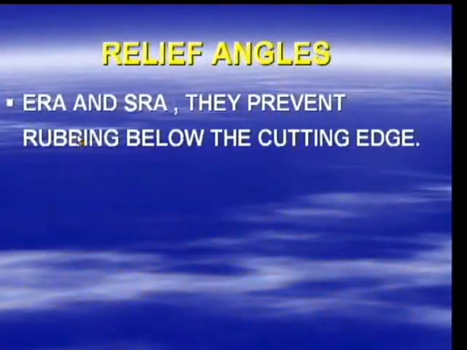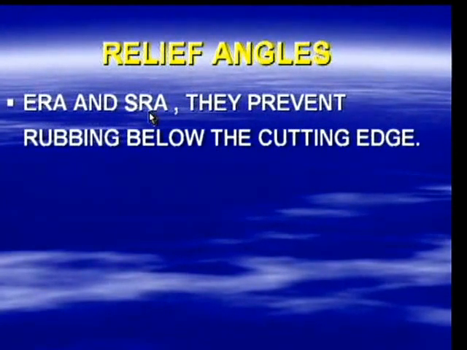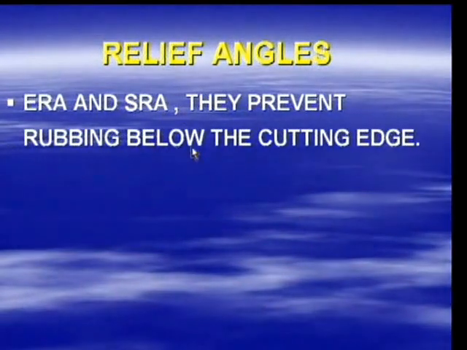Both the end relief angle as well as the side relief angle, these two together will be called the relief angles. Either ERA or SRA: ERA stands for end relief angle, and SRA stands for side relief angle. Both these together are called relief angles. Either ERA or SRA, they prevent rubbing below the cutting edge. One prevents the rubbing of the side flank, the other prevents the rubbing of the end flank. That's why these two relief angles are given. One is side relief, another is end relief.